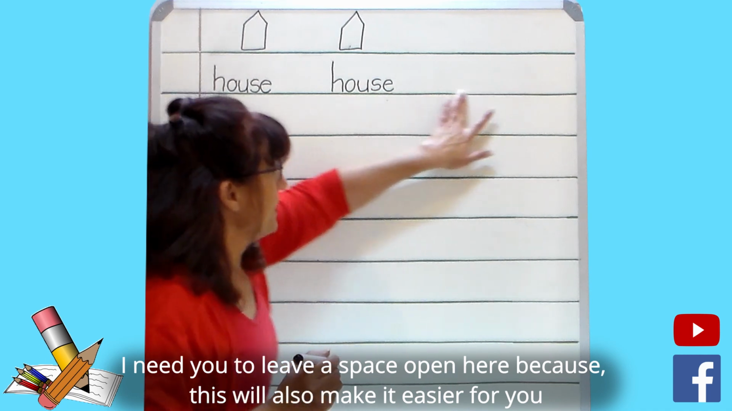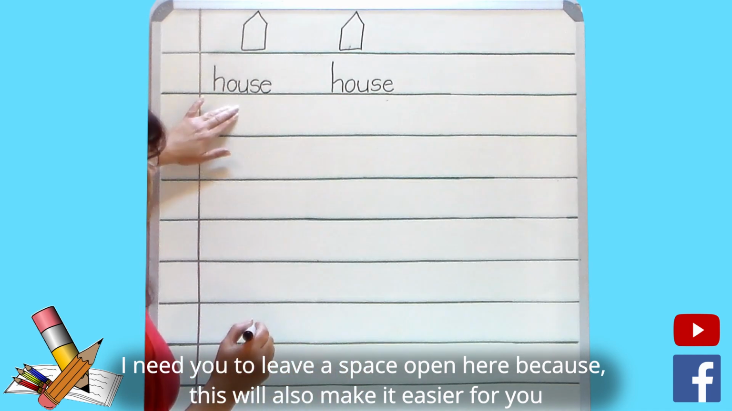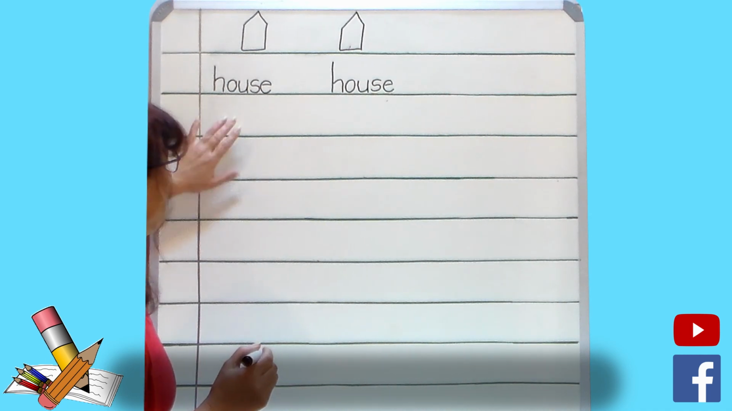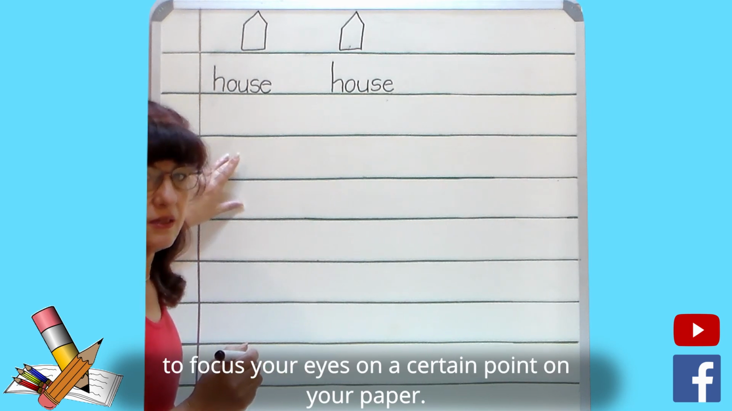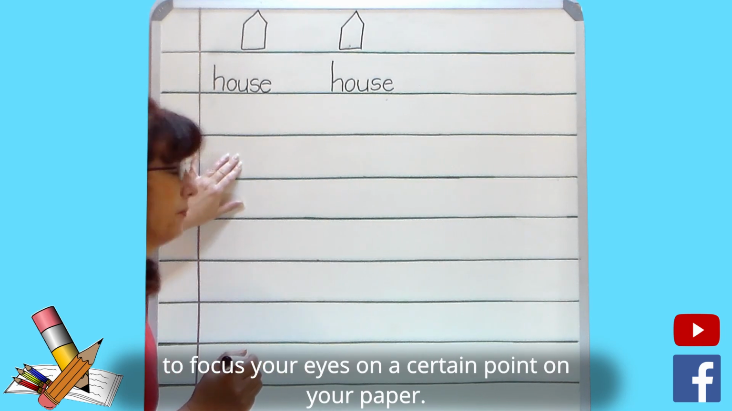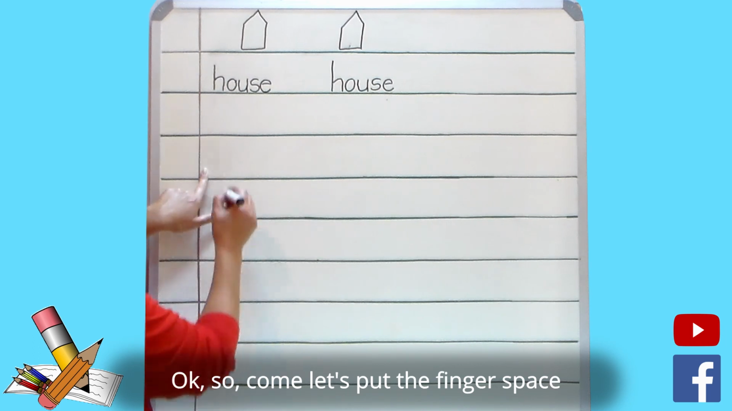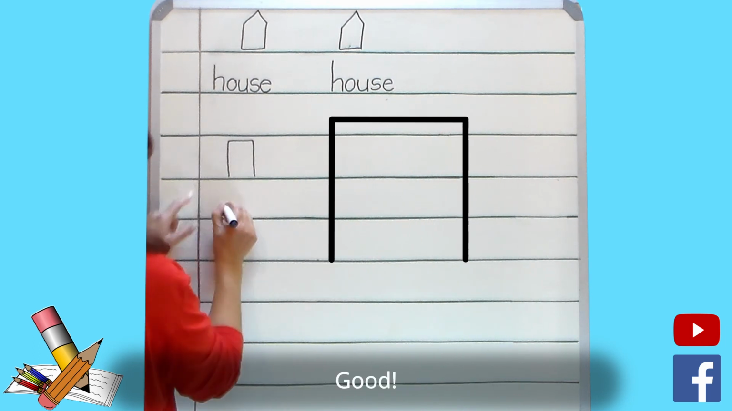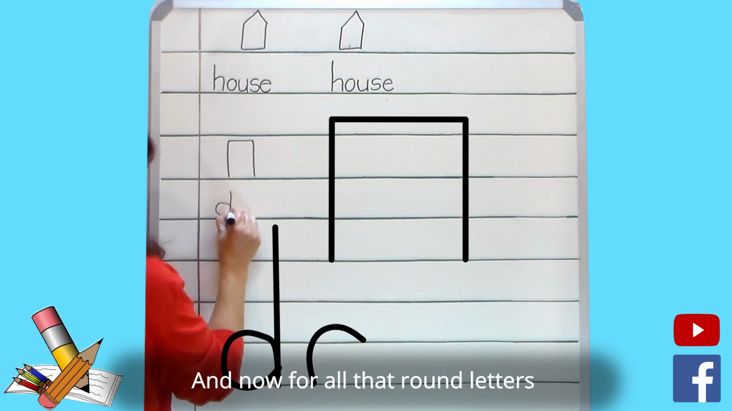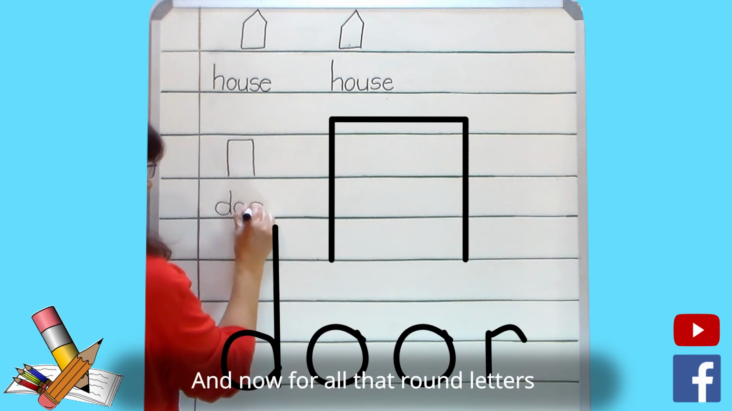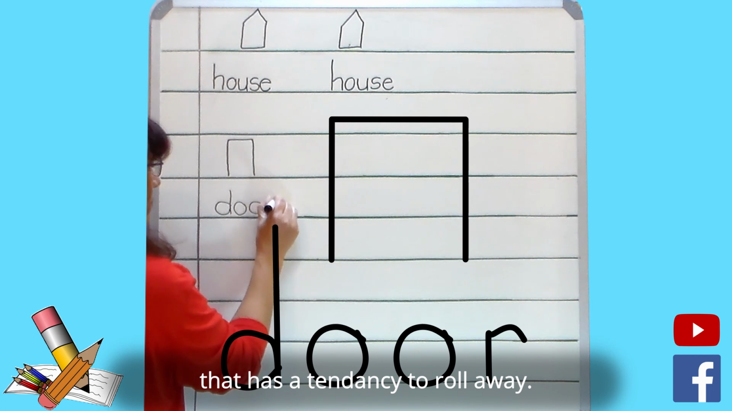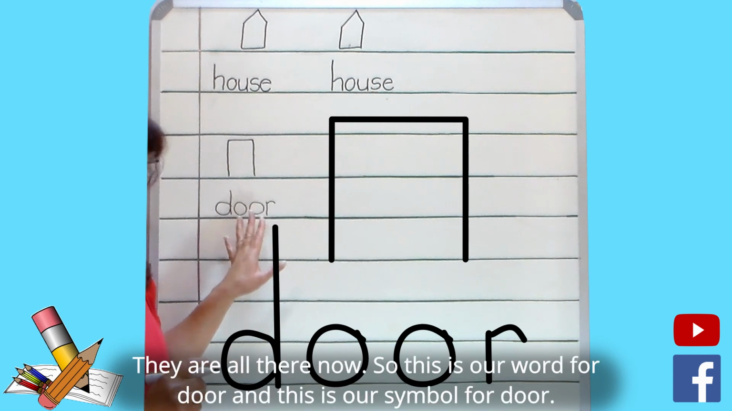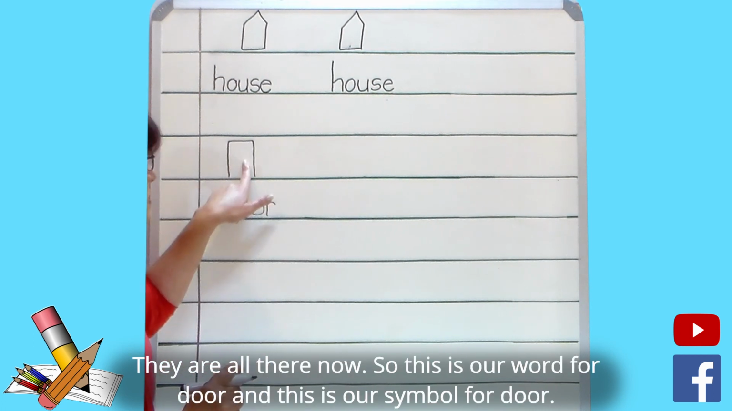I need you to leave a space open here, because this will also make it easier for you to focus your eyes on a certain point on your paper. Okay, so come, let's put the finger space. Going to write door. Good. And now for all that round letters that's got a tendency to roll away, they are all there now. So this is the word for door, and there's our symbol for door.